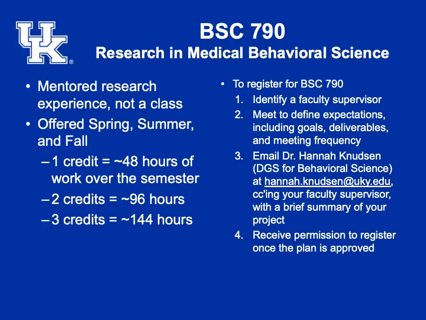The first is you need to identify a faculty supervisor. This is usually going to be your research mentor. You should meet with your mentor to define expectations, including your research goals, any specific deliverables like written documents that will be due at the end of the semester, and set up expectations around how frequently you'll meet. Once you've had that meeting with your research mentor, please email me at hannahknutson@uky.edu. Be sure to CC your faculty supervisor on that email.